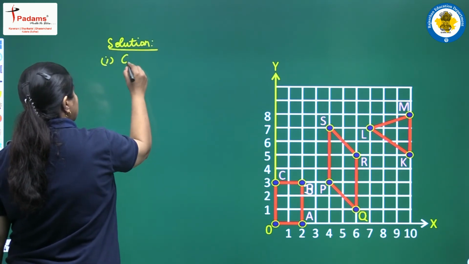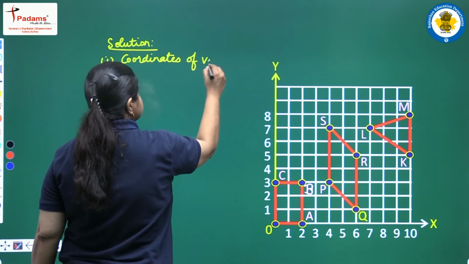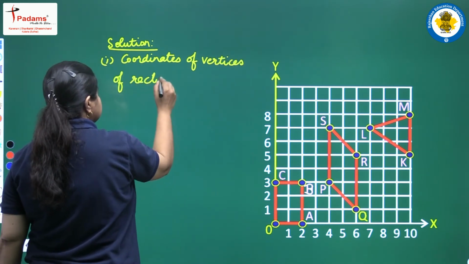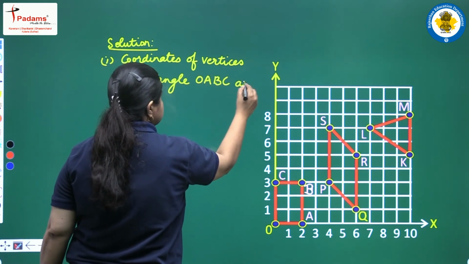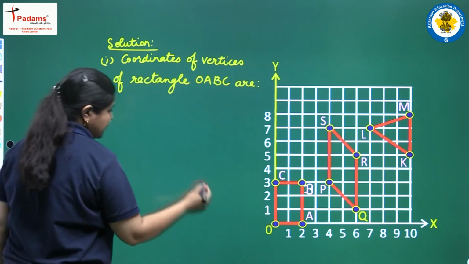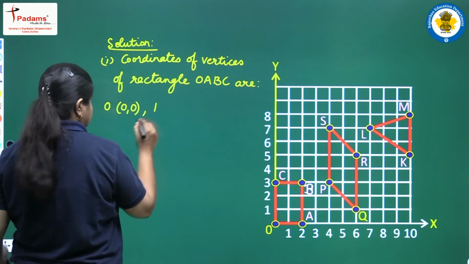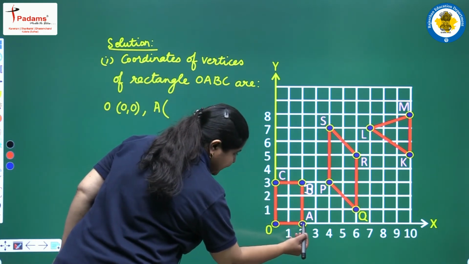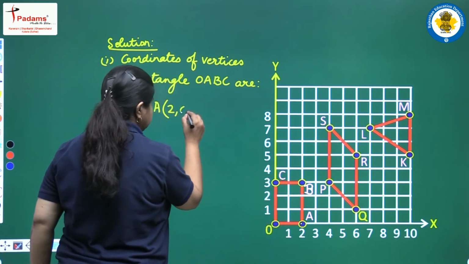First we take coordinates of vertices of rectangle OABC. First the coordinates of O. Now this is the origin and the coordinates of origin are 0, 0. Then we have A. The coordinates of A, it is lying on the x axis. तो अब A के coordinates क्या होंगे? On x axis we have the number 2 and related to y axis we have the number 0.